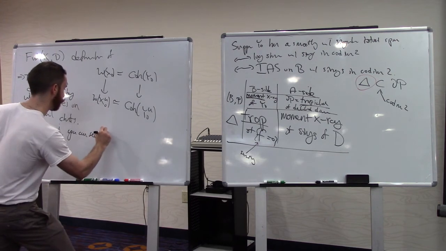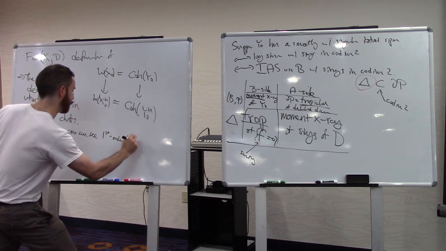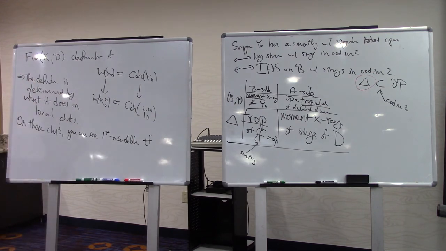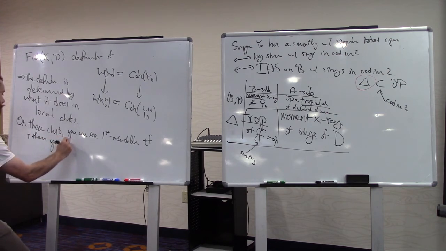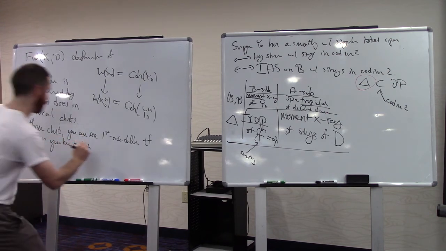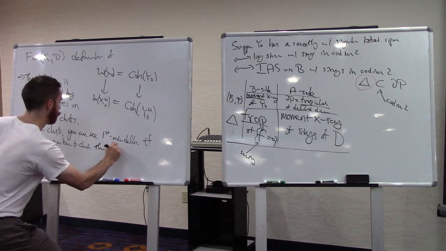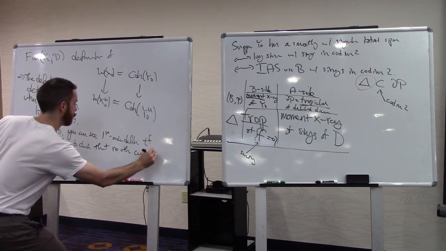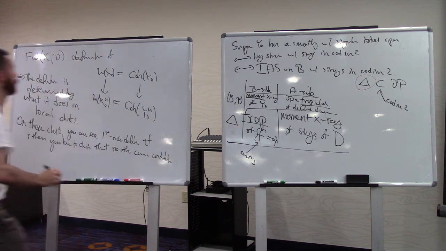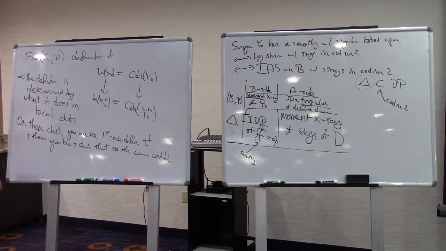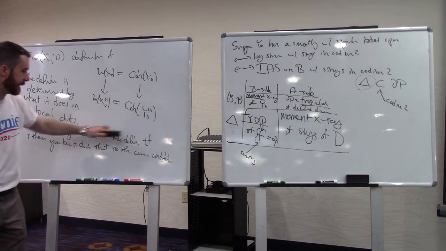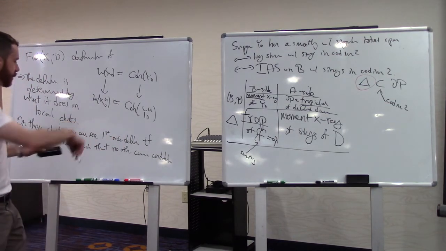You can see first order deformation TF, and then you have to check that no other curves contribute. My understanding is that it's often difficult to count holomorphic curves, but sometimes it's possible if the number you're trying to count is 0. So we count this one, I know how to do that, and then you need some way to show that the other ones don't contribute.